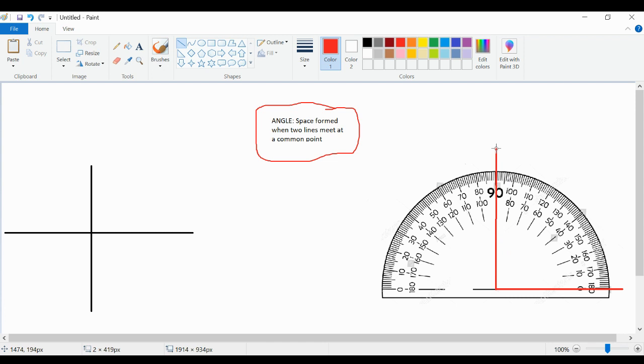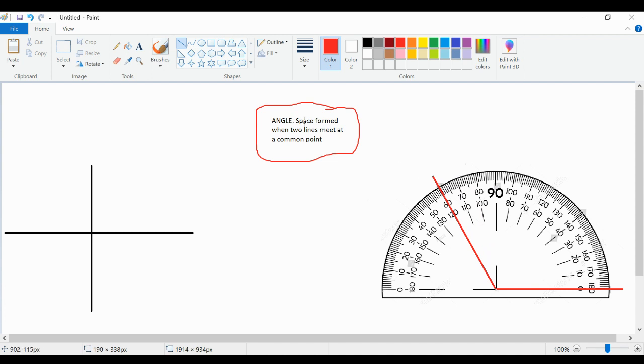So this is our right angle, and everything that is going to be less, like 80 degrees, 70 degrees, 69 degrees, 68 degrees, etc., those are all going to be acute angles. As soon as we pass that 90 degrees, then we are starting to get to obtuse angles. For example, this would be 120 degrees right there.